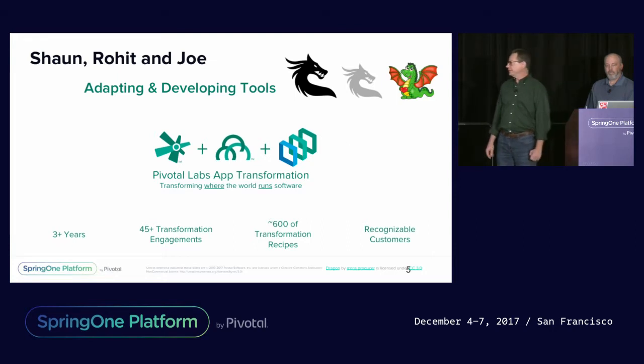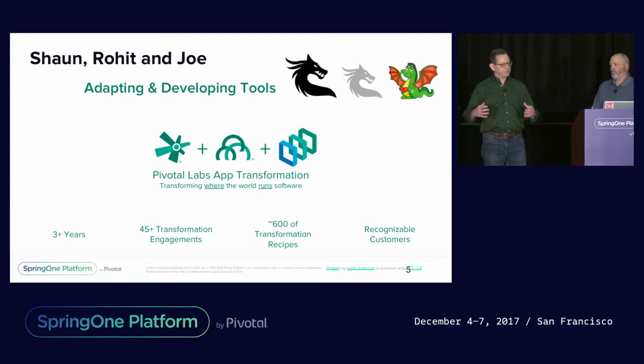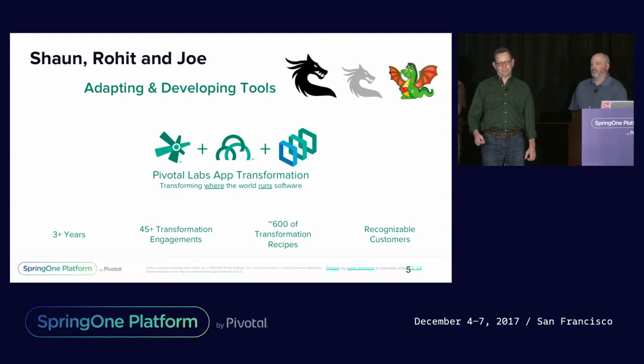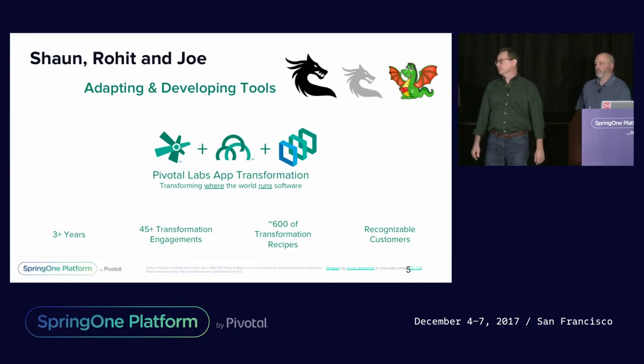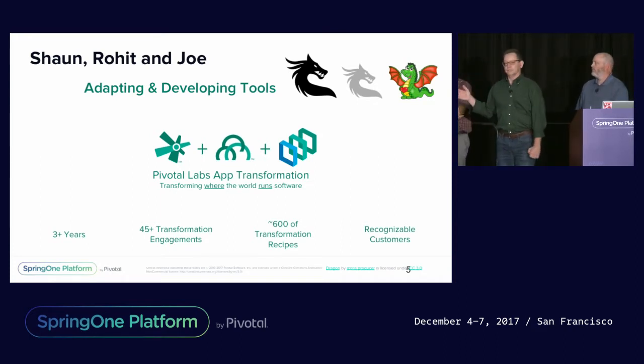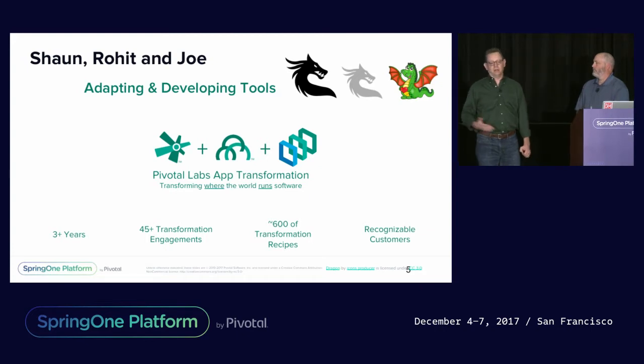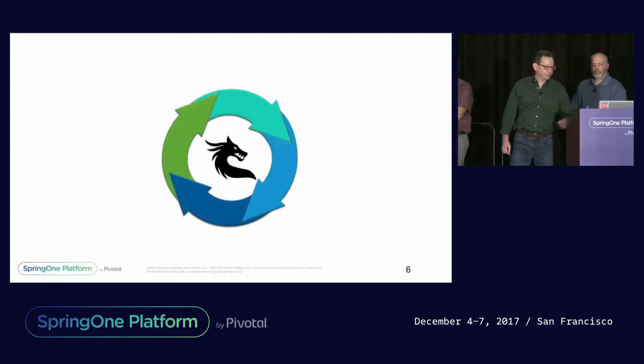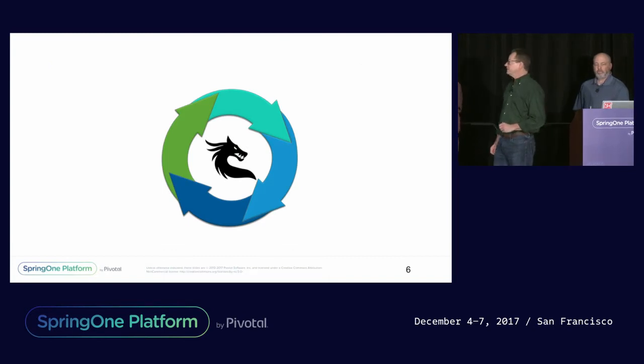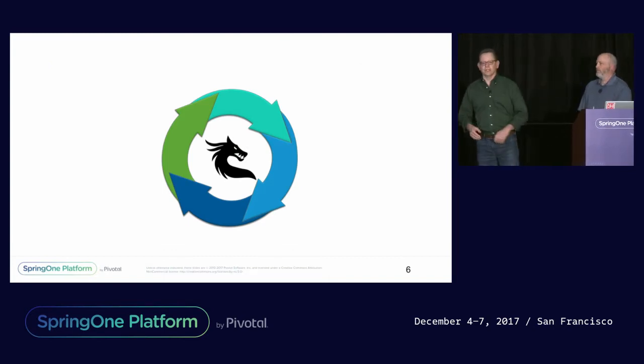We've been doing this for about 3 years. We've had about 45 engagements transforming applications for our customers, and we've collected over 600 transformation recipes that we store in our internal repository to help customers like you transform the world. We do this for a lot of companies that have been here speaking today about our successes, and we appreciate that as well.